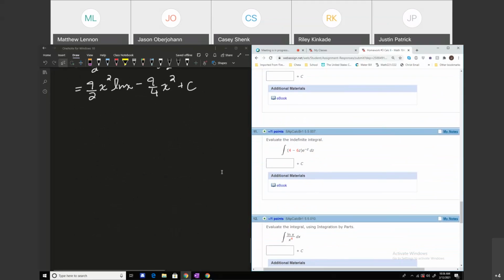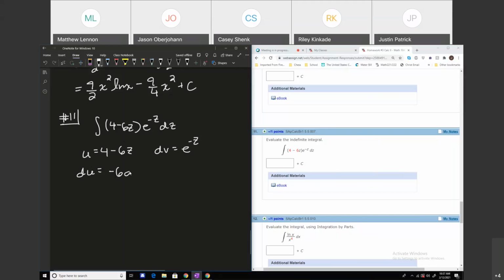We have an exponential there. So we have the integral of 4 minus 6z e to the minus z dz. So it's kind of the reverse here. When you have an exponential, you want u to be your polynomial part, 4 minus 6z, and we want dv to be your e to the minus z. So du is minus 6 dz, and v, basically we just need to divide by -1, so it's negative e to the negative z.